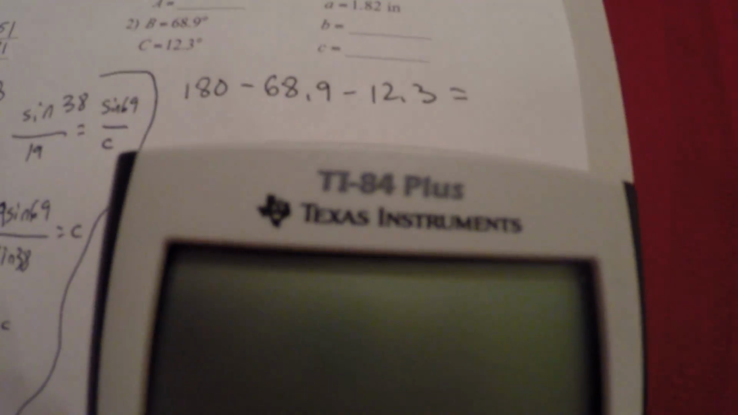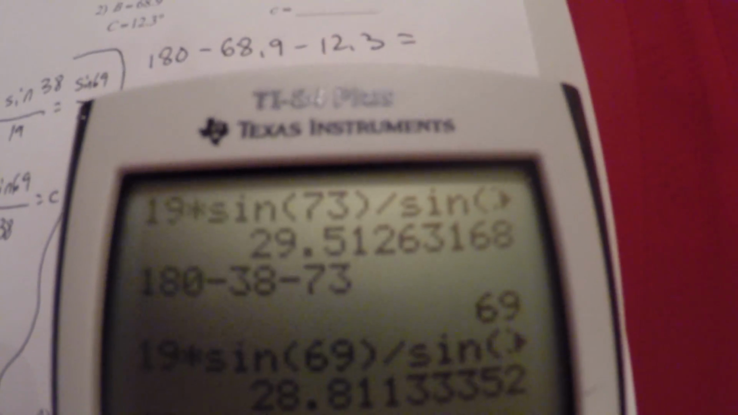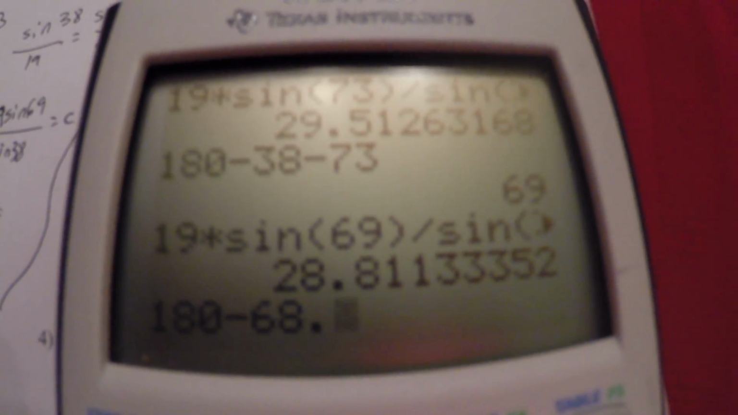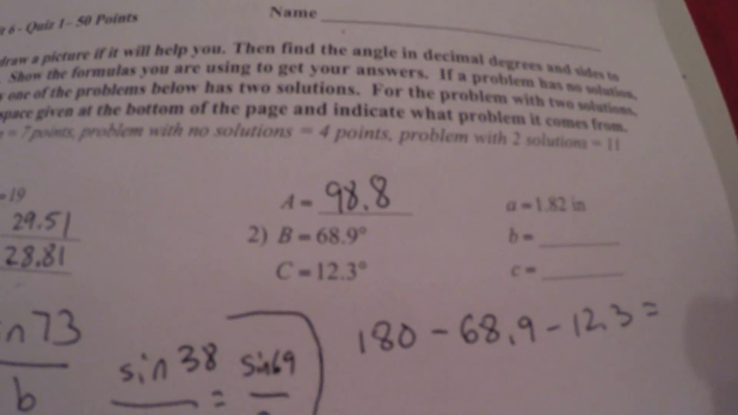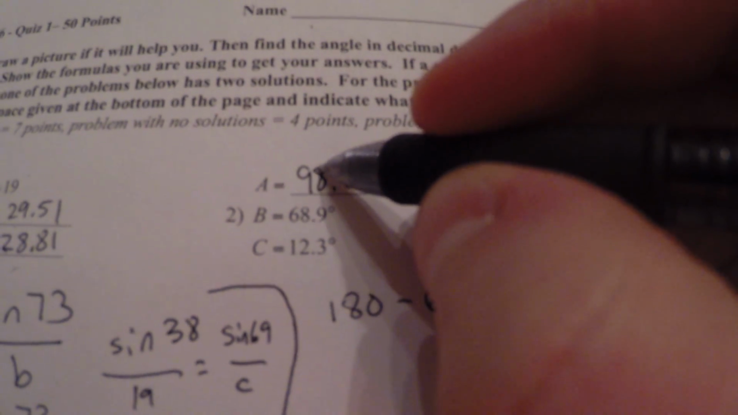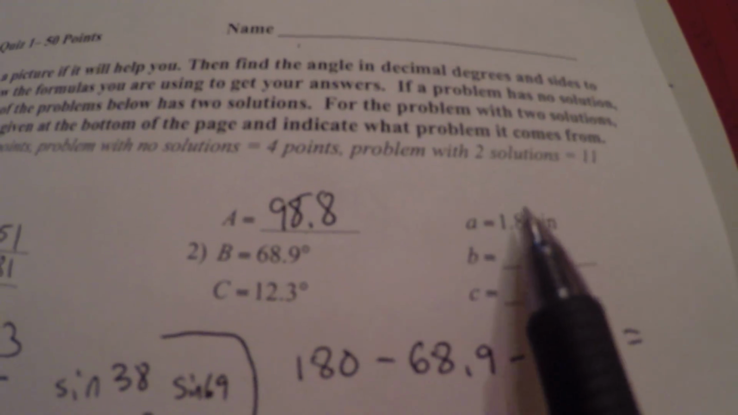Calculator, save the day. 180 minus 68.9 minus 12.3 gives me 98.8. All right, now that I have all the angles, note that we have an angle and a side.